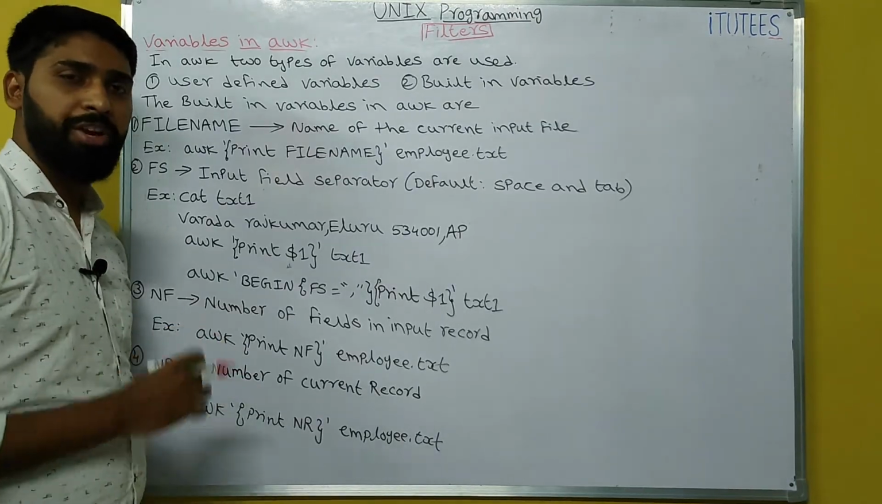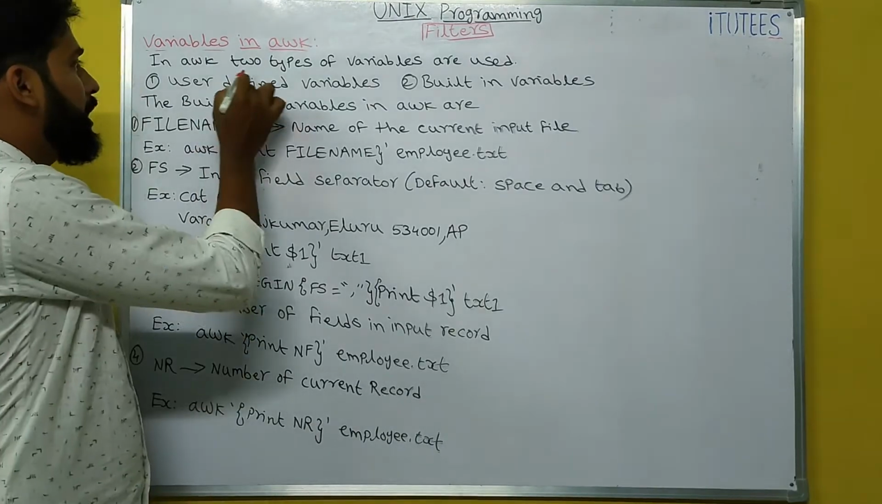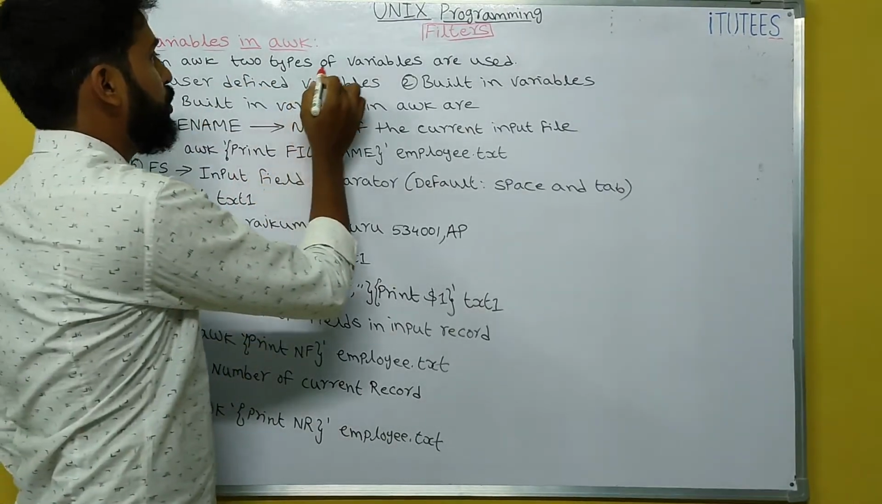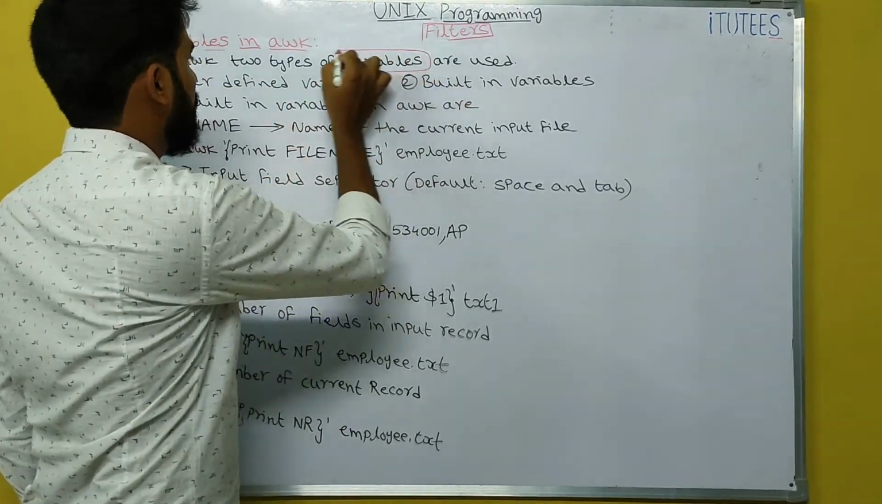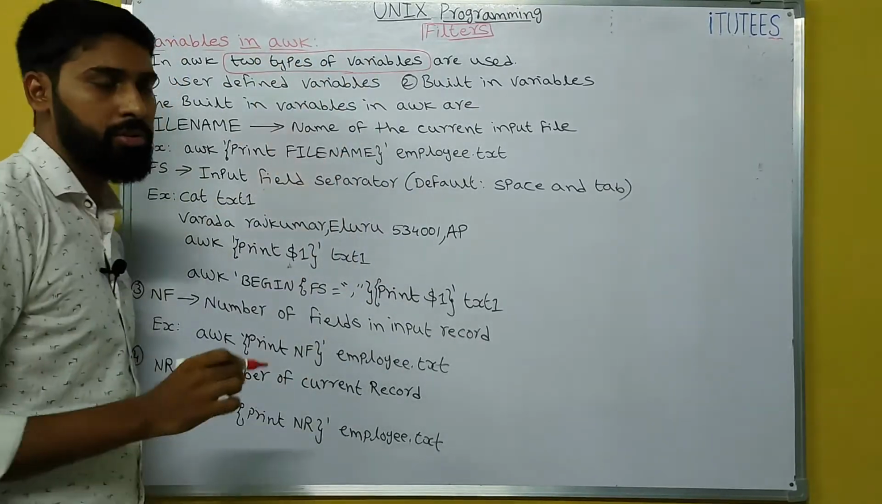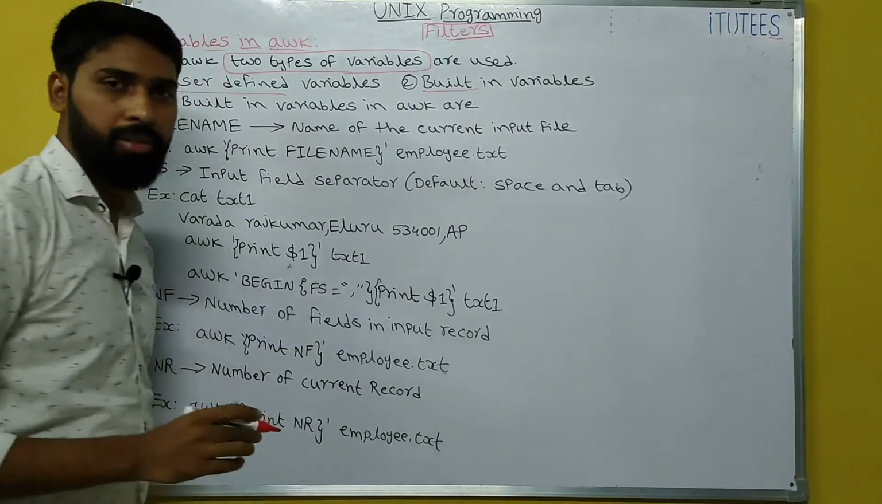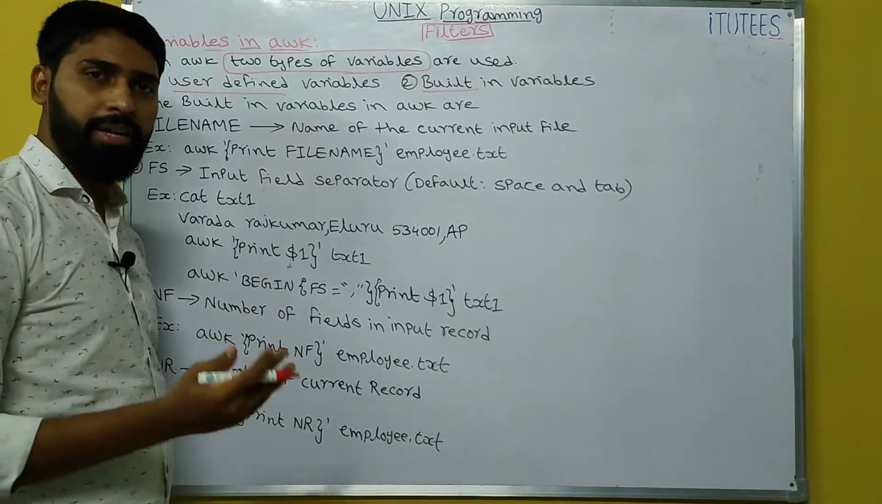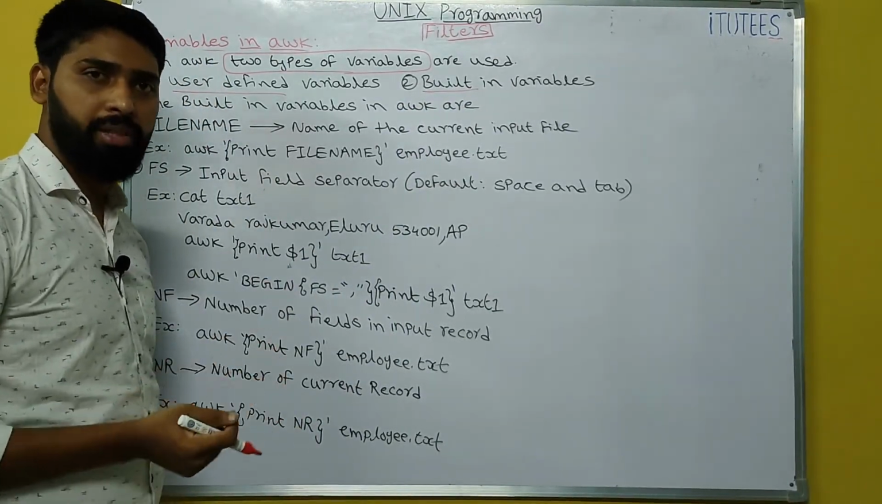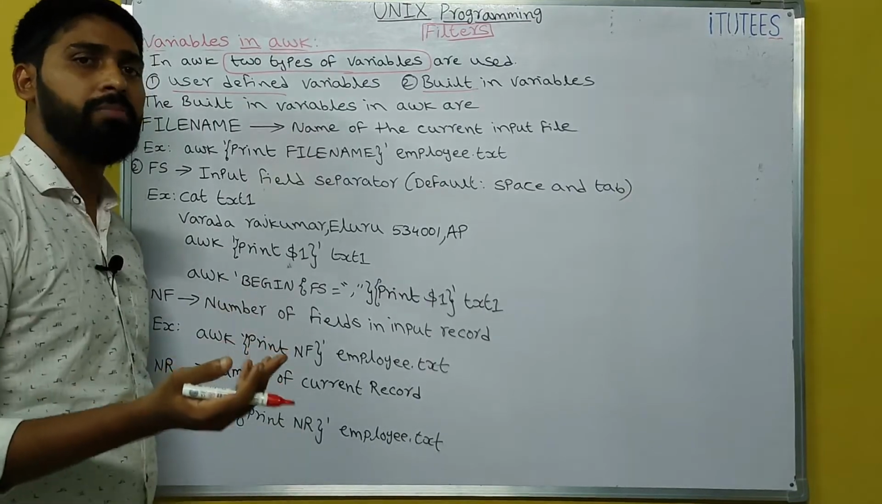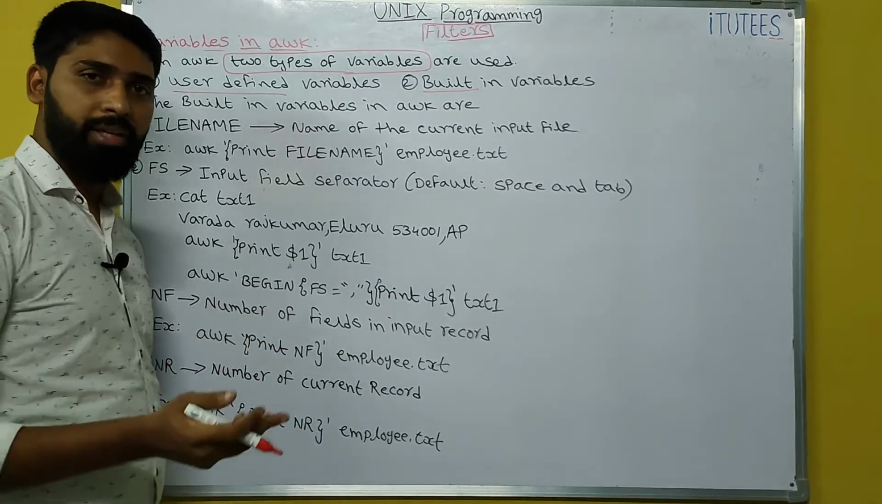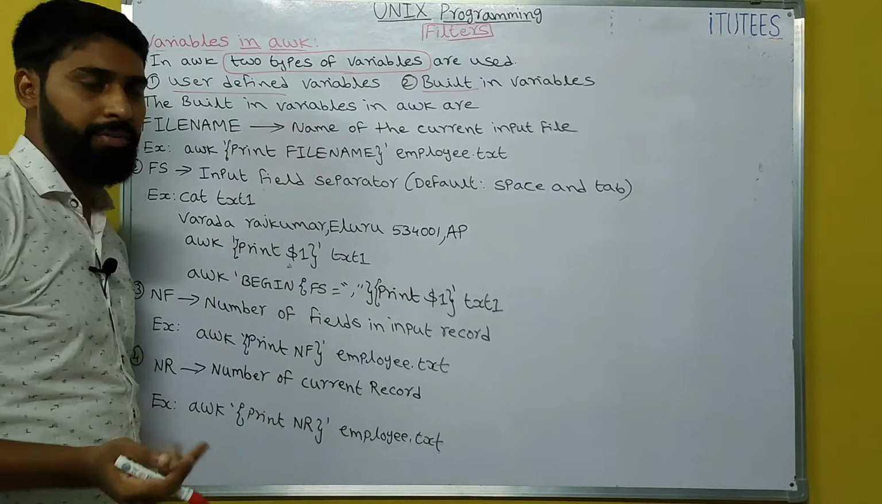So we see variables in AWK. AWK has two types of variables. One is user defined, another one is built-in. User defined means when you are writing programs, the user can define the variables. Student name, fact, all these are user defined variables.